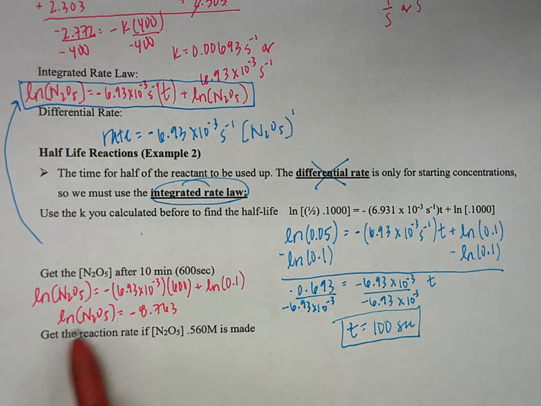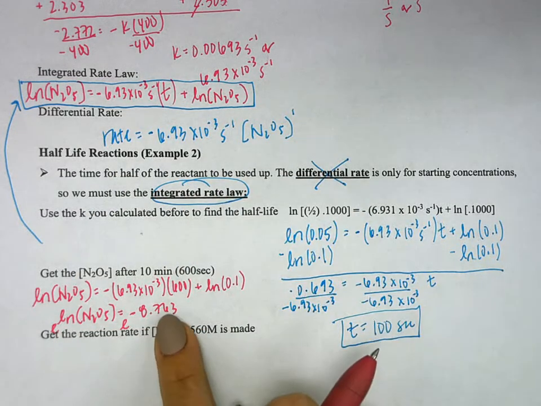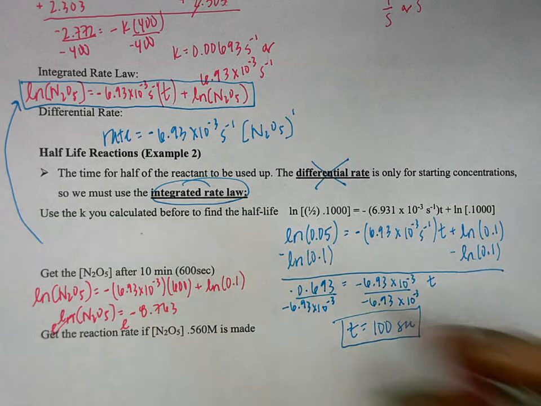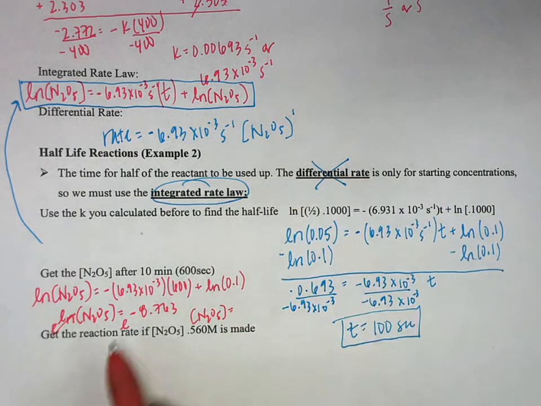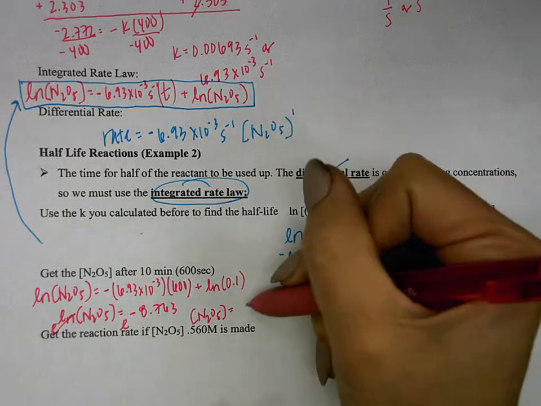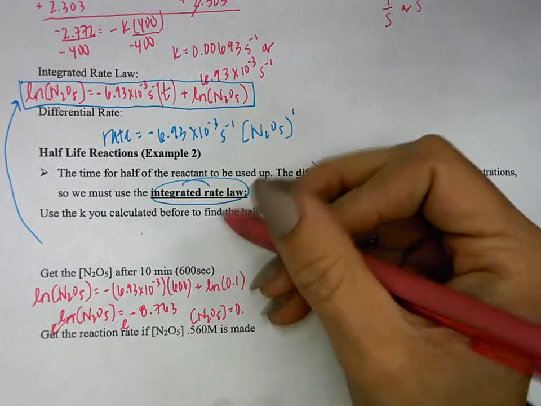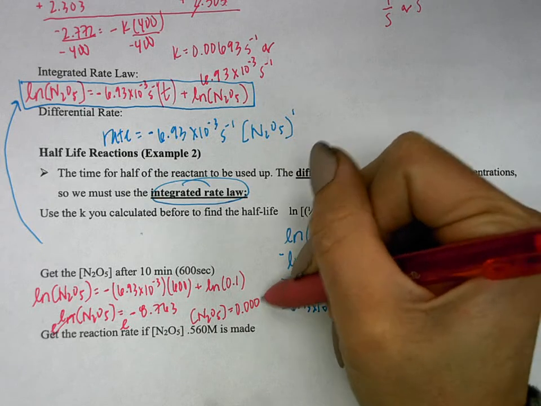Remember we talked about this last week. How would you get just the concentration of N2O5? We'd raise both sides to the e power. So keep that number in your calculator, and then the ln goes away. We end up with the concentration of N2O5 equals e raised to that. So I'm just going to keep it in my calculator, e to the answer, and I get my concentration after 600 seconds would be, I should have put this in scientific notation, 0.00015.